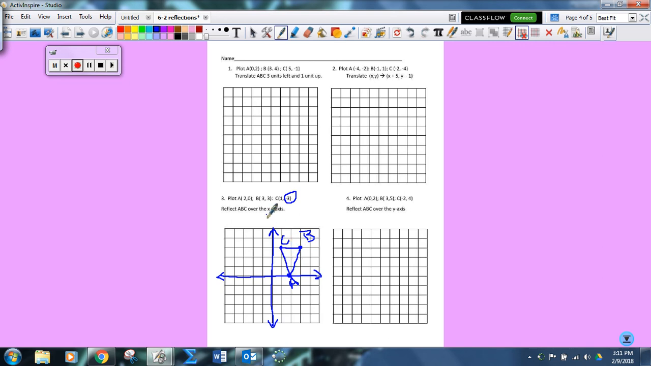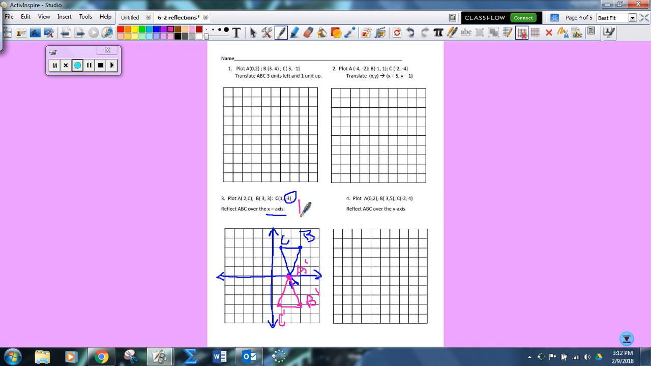that I want to reflect over the x-axis. Now A is on the x-axis. So since A is on the x-axis, my new A is on the x-axis. I'm going to label it A prime. B is 3 above, so my new B stays on the same line but goes 3 below. C is 3 above, so my new C goes 3 below. And that is my new triangle.